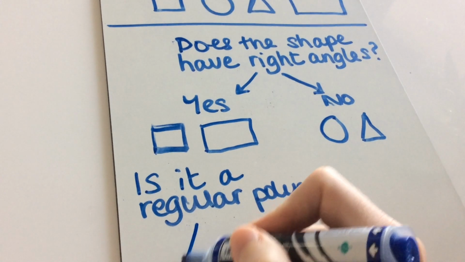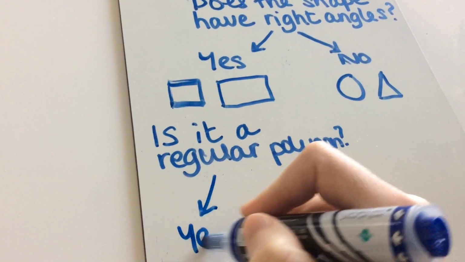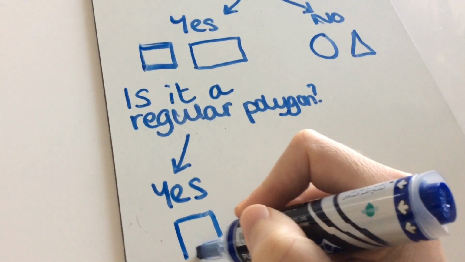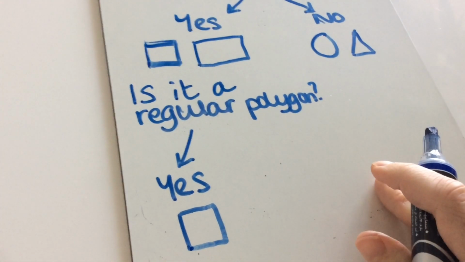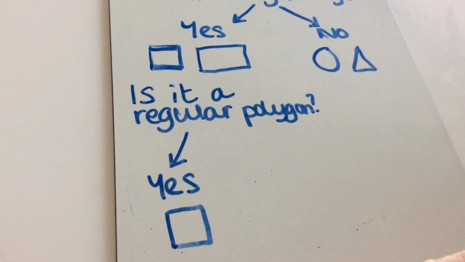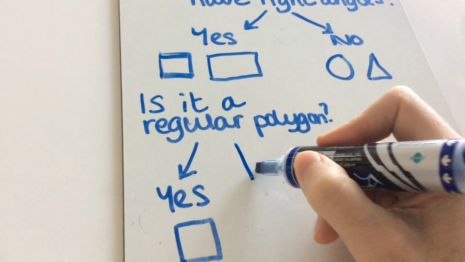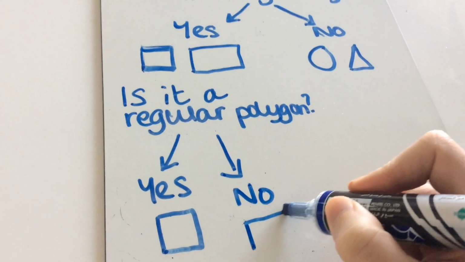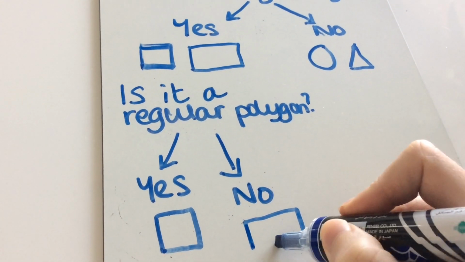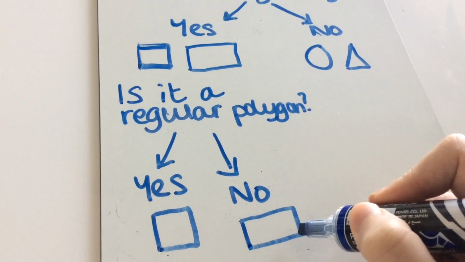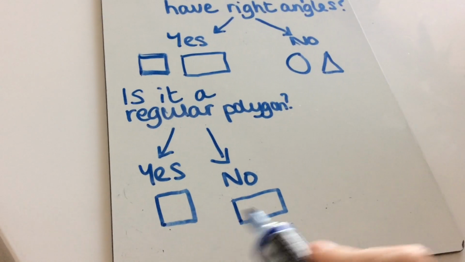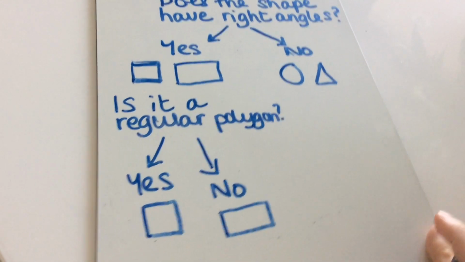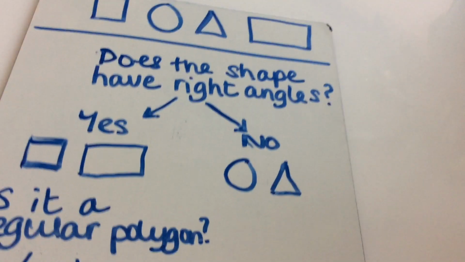Okay, so yes, and that will be our square because all the sides are the same length and all the angles are the same size as well. And my no will be my rectangle because although all the angles are the same, the sides are not all the same length. Okay, so I've finished that one because I've now got answers where I've only got one shape at the end. So let's go back to this branch here.